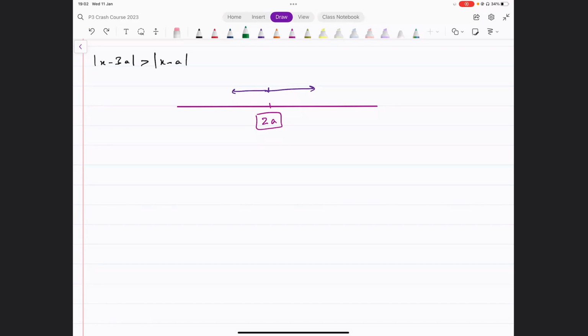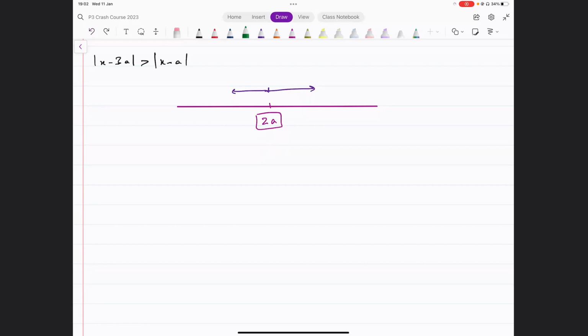Similarly, we have the same problem. If we take, let's say, 5 here, what if the value of a was, I don't know, 10? Then this number would have been 20. 5 would have come on the left and not on the right. So you can't take a number like that without the letter a.